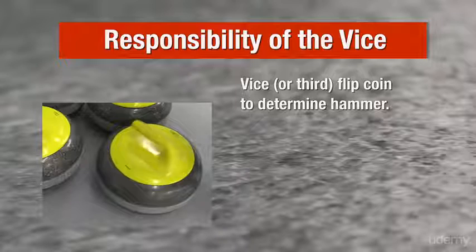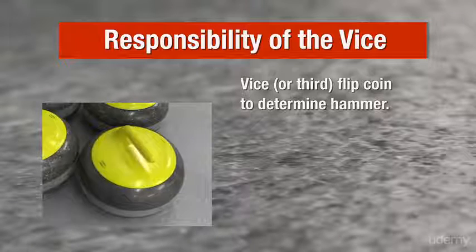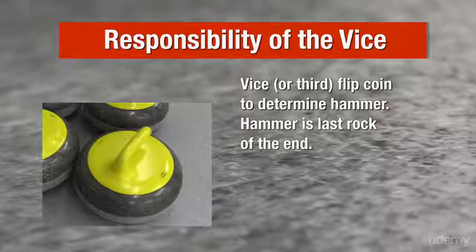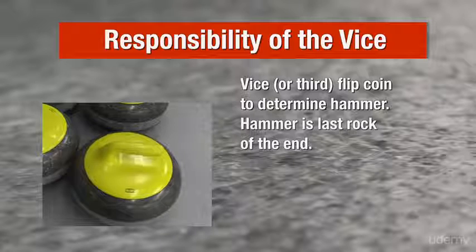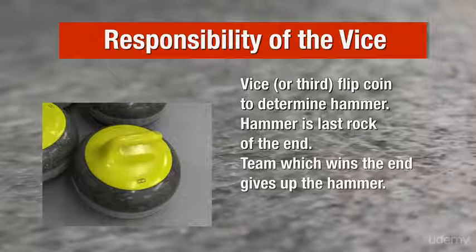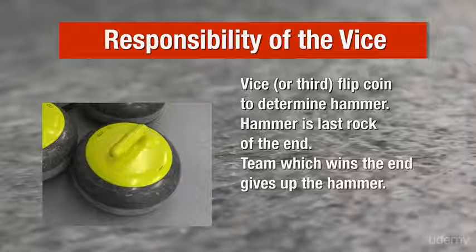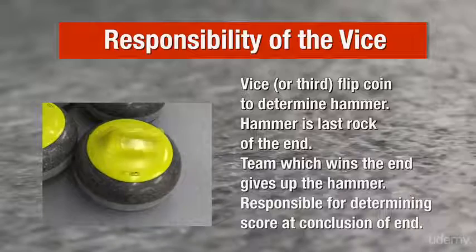Next up is the vice, which has many roles. So the vice at the start of the game is going to flip a coin with the other team's vice. And based off of who wins the coin toss, you get the hammer, which is the last rock advantage of that end. Once that end is finished, whoever wins gives up that advantage. So whatever team did not score in the last end has the hammer for the following end. The vice is also responsible for determining the score at the end of the end.